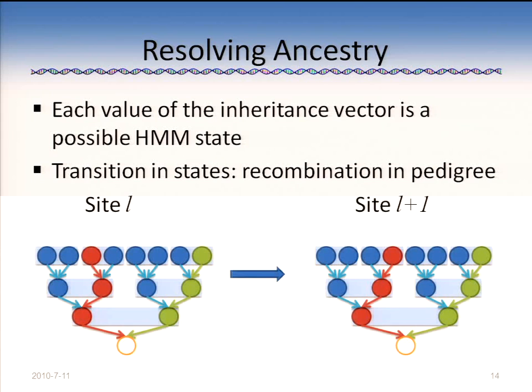The inheritance vector here determines the inheritance flows from founder to everybody in the pedigree. So the algorithm takes each value of the vector and considers it as a possible hidden Markov model state. And transitions in states simply represent recombinations in the pedigree. There are two neighboring sites and their configurations. Because there is a change in the inheritance, it is represented by a transition in state in the hidden Markov model.